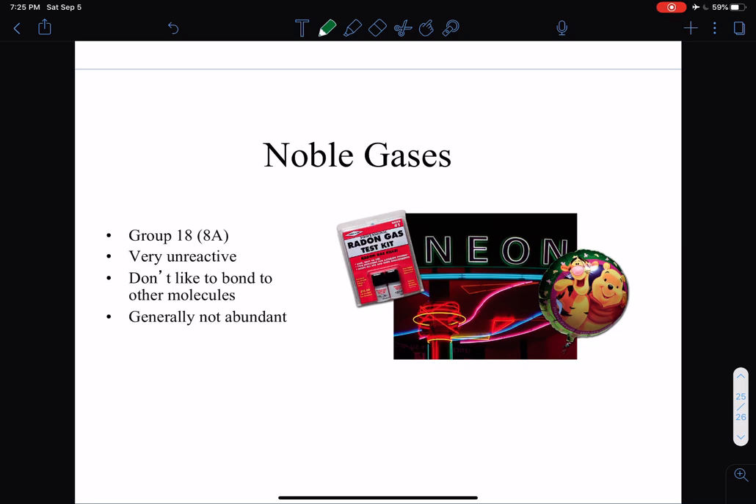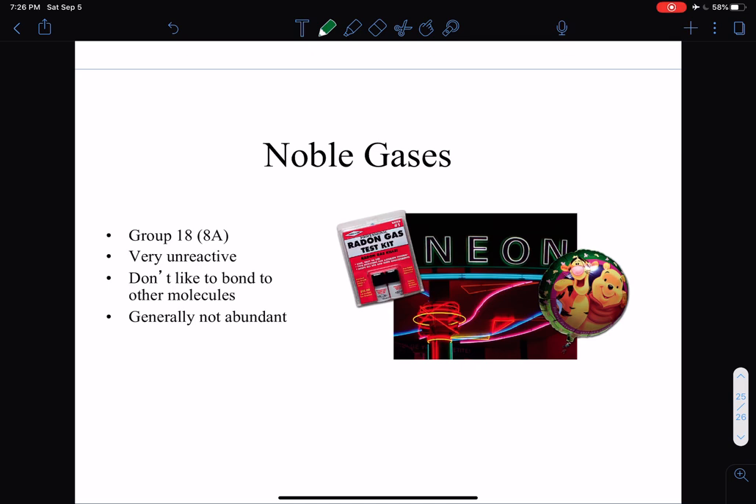People who are of the nobility class tend to not like to interact with the common folk. So the noble gases got their name from that class of people because they don't like to interact with the other elements. They just like to be on their own and not say hi or do any barbecues or anything like that.